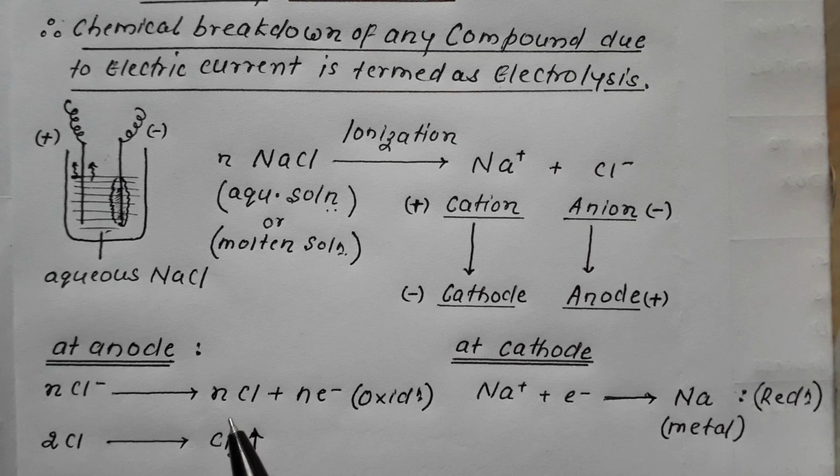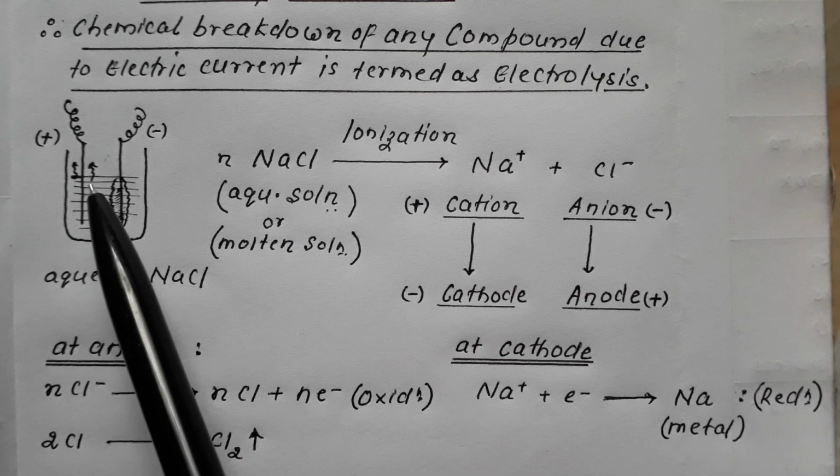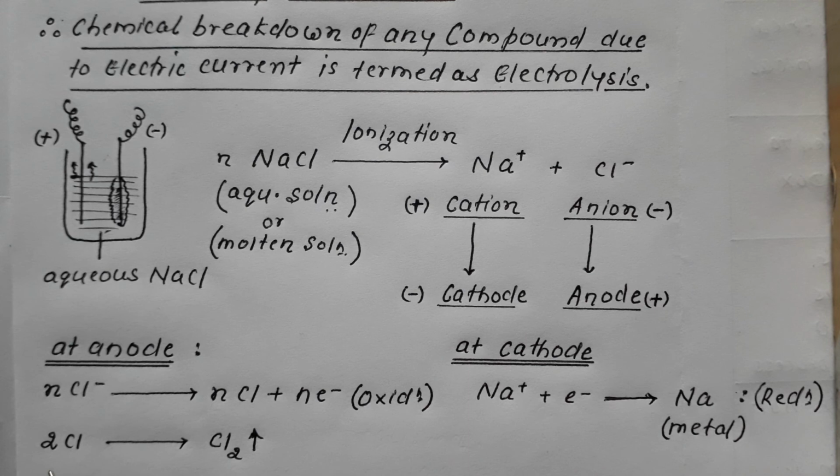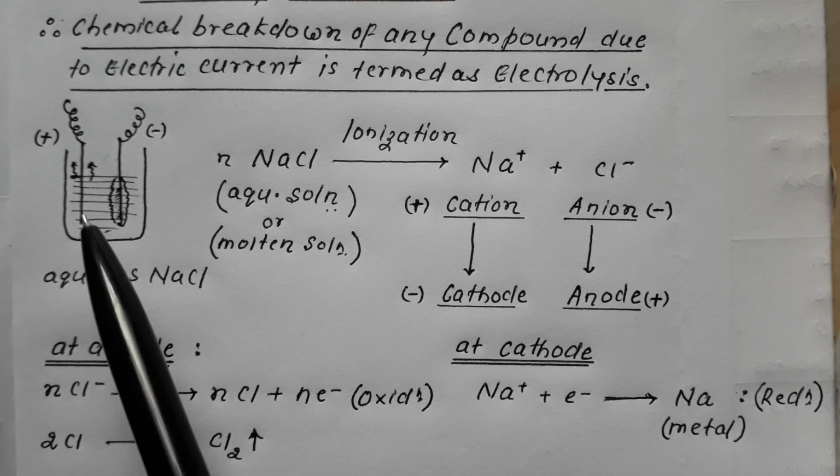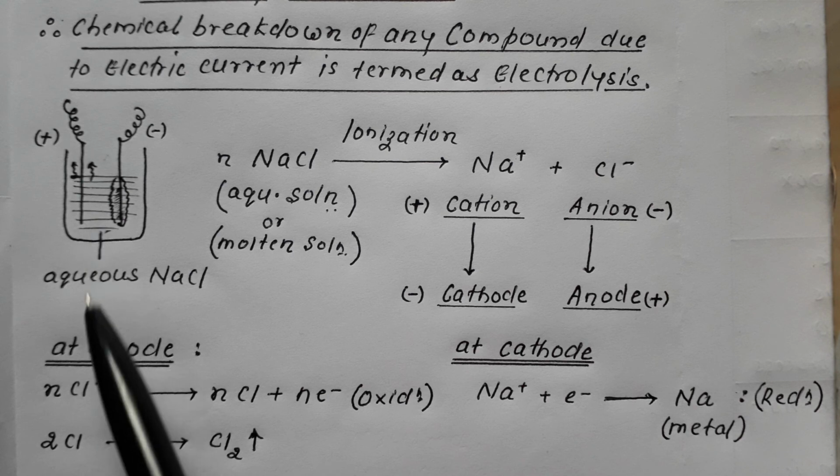Now out of this n number of Cl, two at a time combine to form Cl2, which gets liberated. So chloride ion is converting into chlorine gas, and it is getting liberated at the anode.